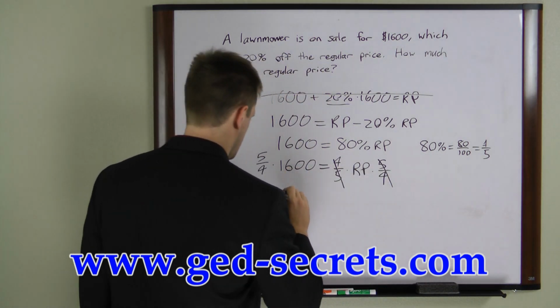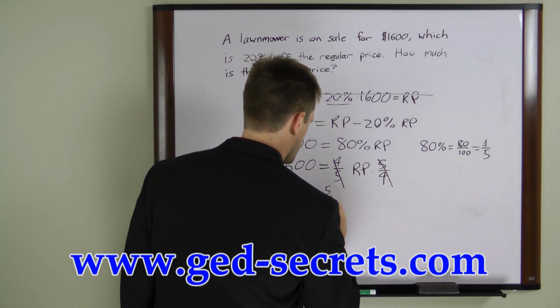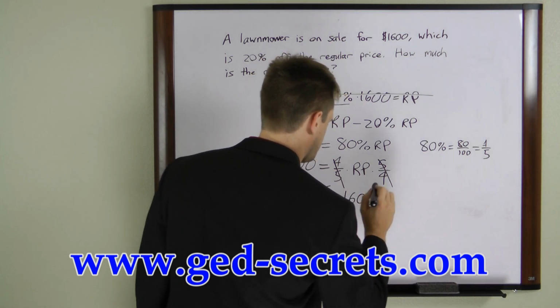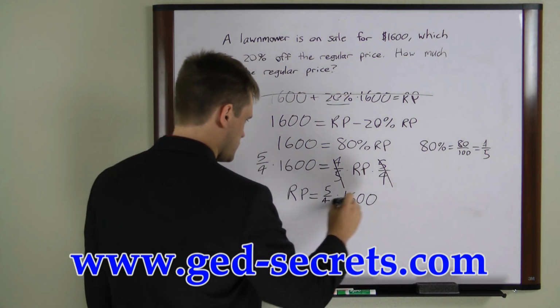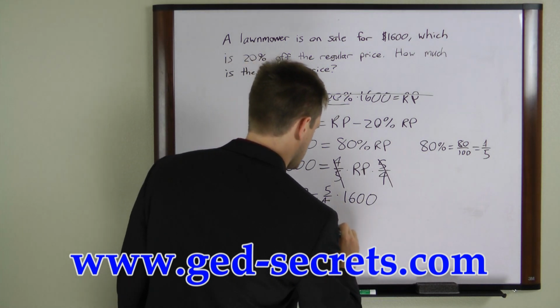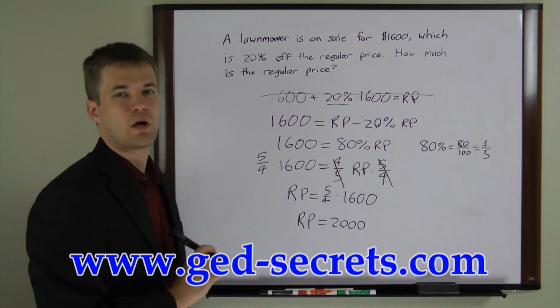And what we're left with is the regular price is 5 over 4 times 1,600. Now, multiplying this out, what we get is that the regular price is $2,000. So the regular price of the lawnmower is $2,000.